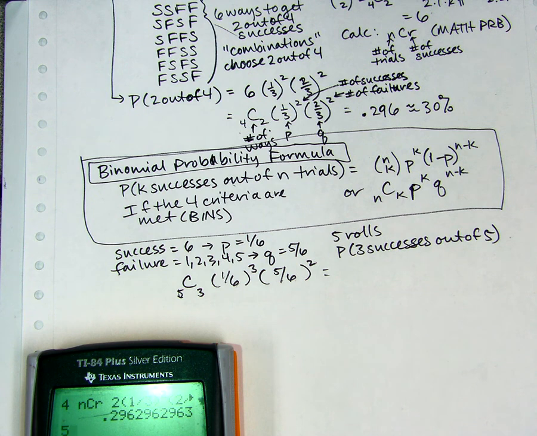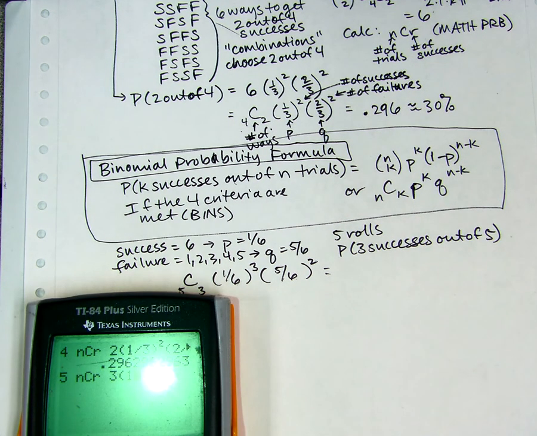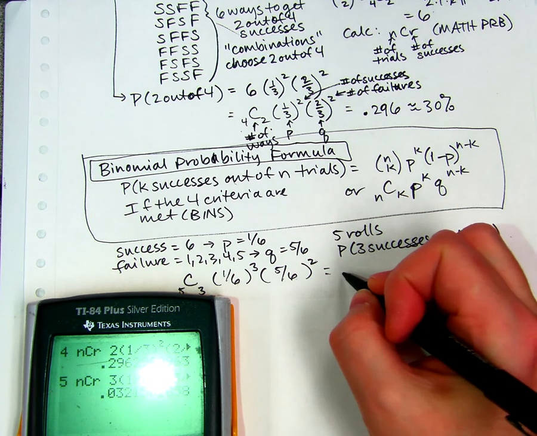So I'm going to type 5C3 times 1/6 to the third. Notice that matches, always matches. Oops, I have to get out of my exponent. Not 1/6 5/6, that's q to the second. And that's only a 3% chance.